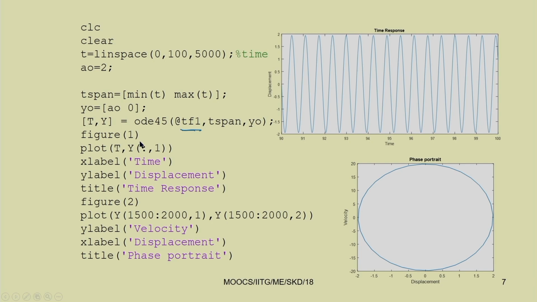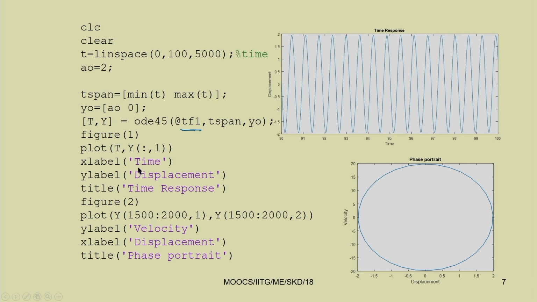For example, in figure 1 let us plot the time response, in figure 2 let us plot the phase portrait. In figure 1, plot t, y(:,1). So, in y you are storing, in the first column, the displacement, and in the second column you are storing y dot. That means you are storing x and x dot, that is displacement and velocity, in these two columns. The first column of y will store the displacement, the second column is storing the velocity. When you are plotting the phase portrait, you can plot y1 comma y2.